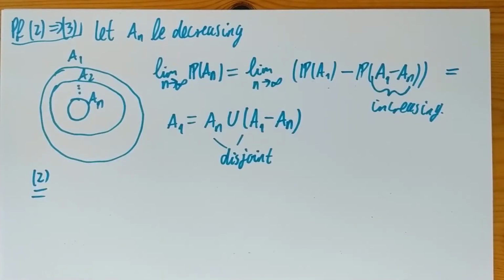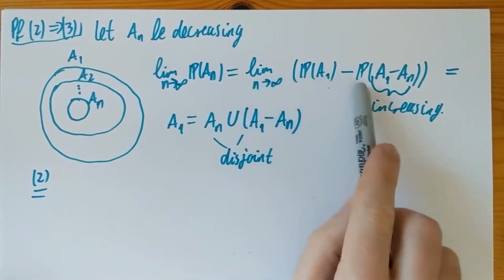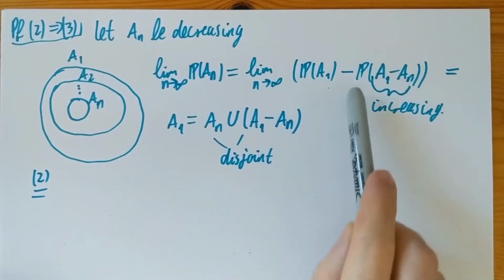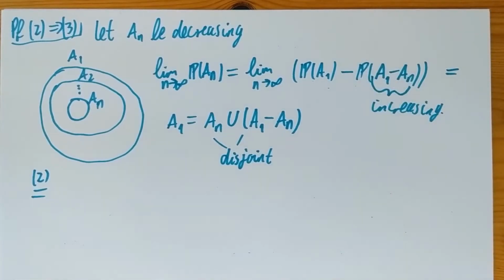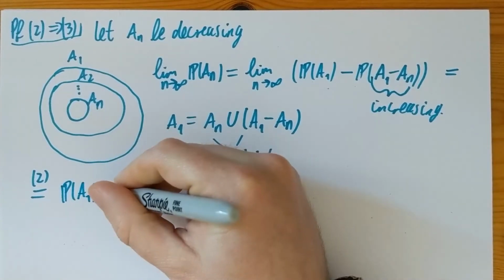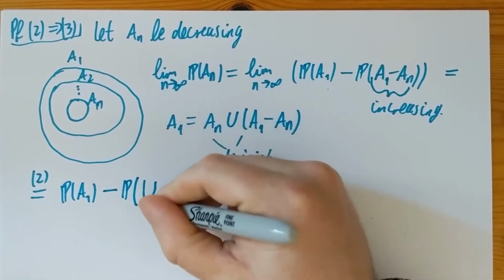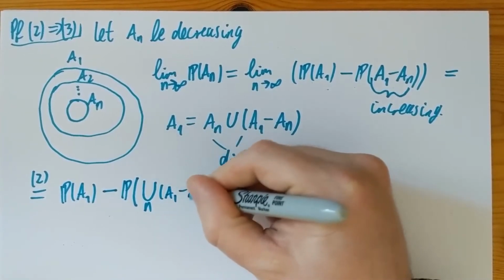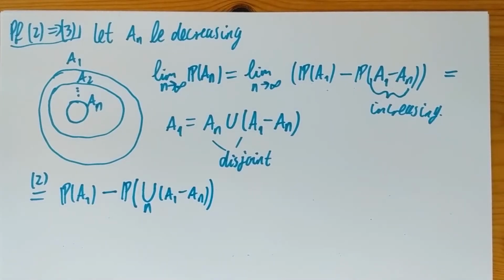So if I pass the limit through the a1, which I can do because there is no n in here, I pass the limit in here, then the limit hits this probability, and because it's an increasing system of events inside, the limit makes a probability of the union out of those increasing events, a1 minus an. So this is because of the assumption 2.